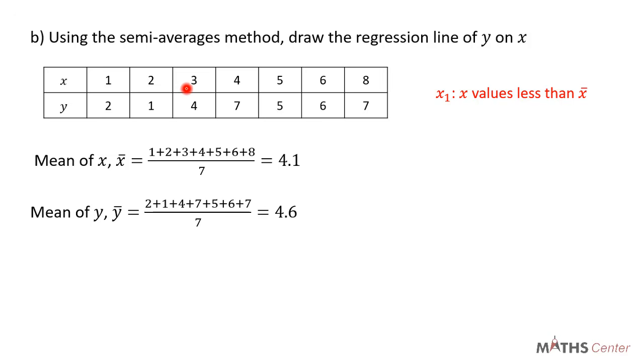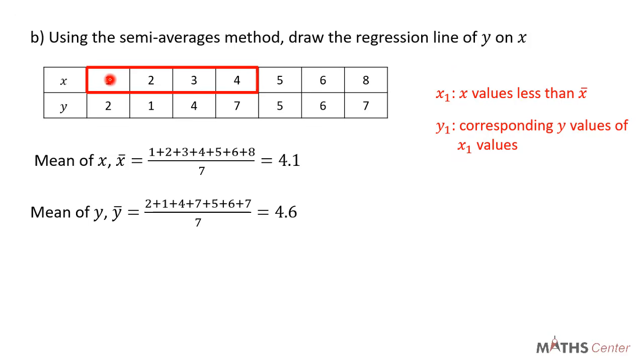So in the table, the x1 values will be the x values that are less than 4.1. From the table, we can see that the x values that are less than 4.1 are 1, 2, 3, and 4. These are the x values less than 4.1. Their corresponding y values will give you the y1 values.